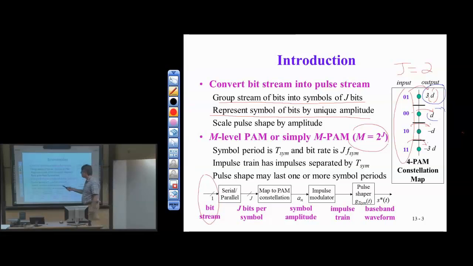So for every symbol period, we're going to send J bits, capital J bits. So another way you can think about this is the bit rate is the number of bits per symbol times the rate at which we're sending symbols. So it's capital J times the symbol rate f_sym.